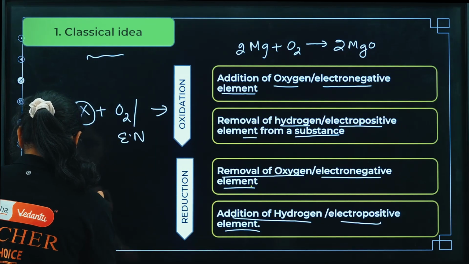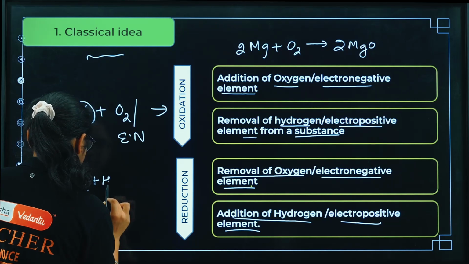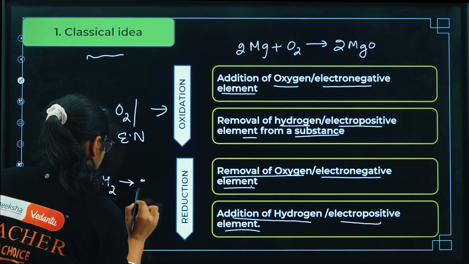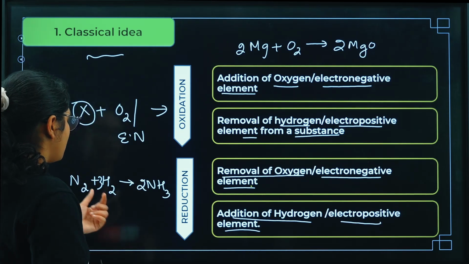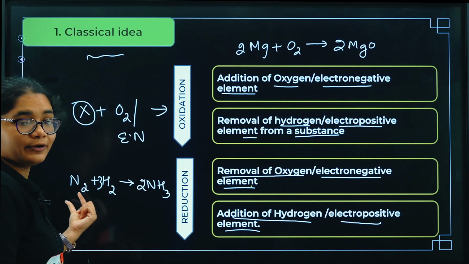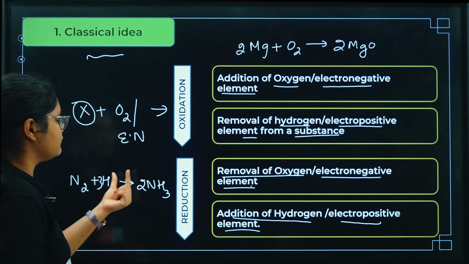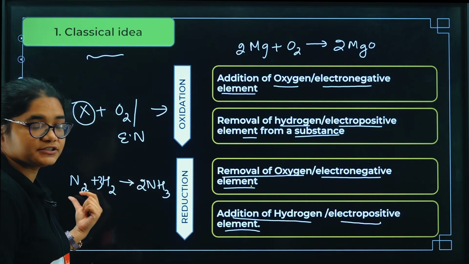For example, N2 plus H2 gives 2NH3. Here you are adding hydrogen to N2, which gives NH3. So this is called a reduction reaction.